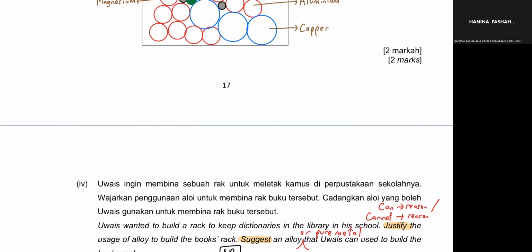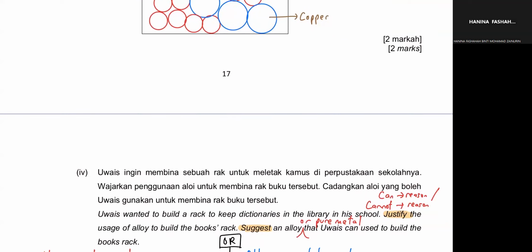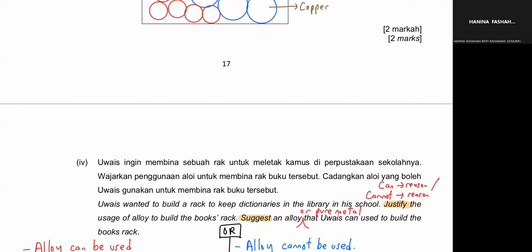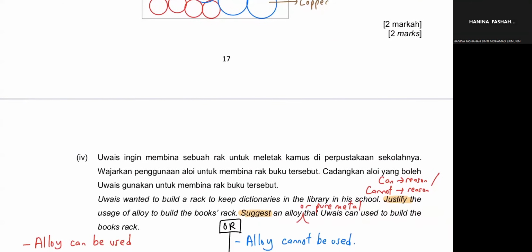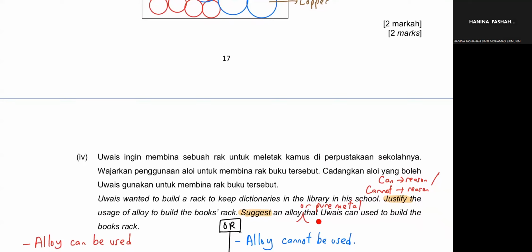So which one do you think? Now, when you say justify, it means they can give both answers. You can choose either alloy or pure metal actually. You can use either one. For the books rack, if you choose alloy, you give a reason. If you choose pure metal, you give a reason. They ask whether you can use alloy or not. If you can use alloy, give a reason. If you cannot use alloy, give a reason.